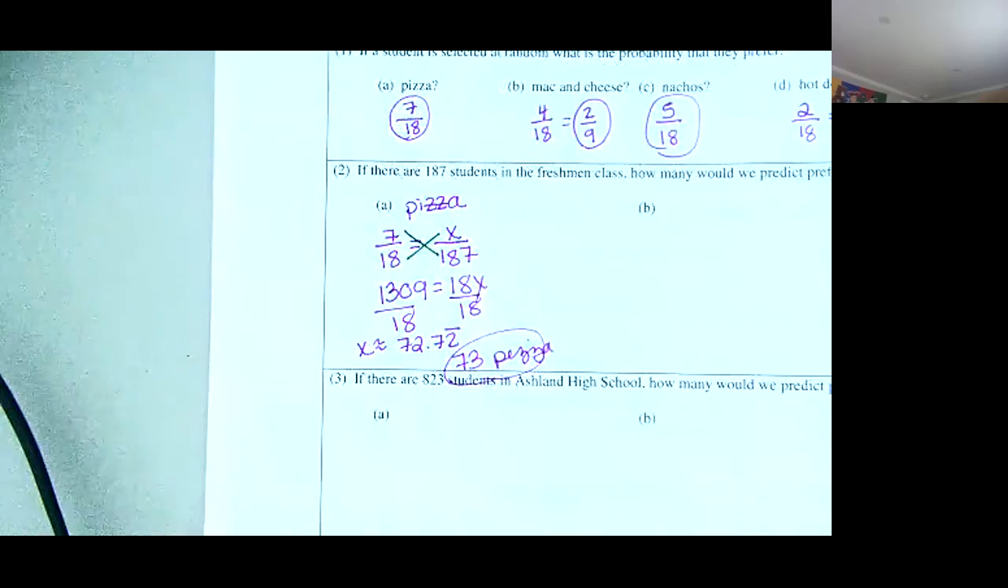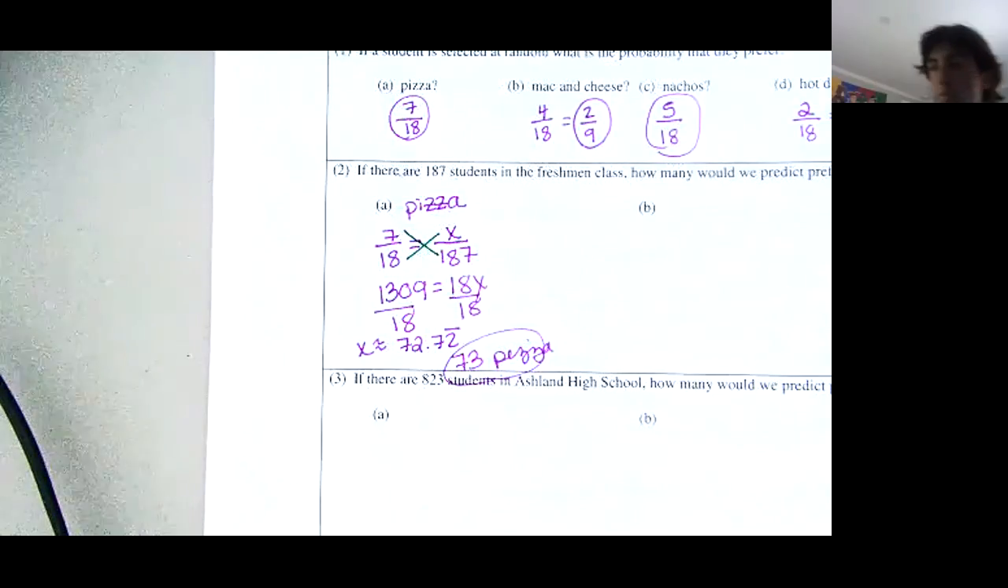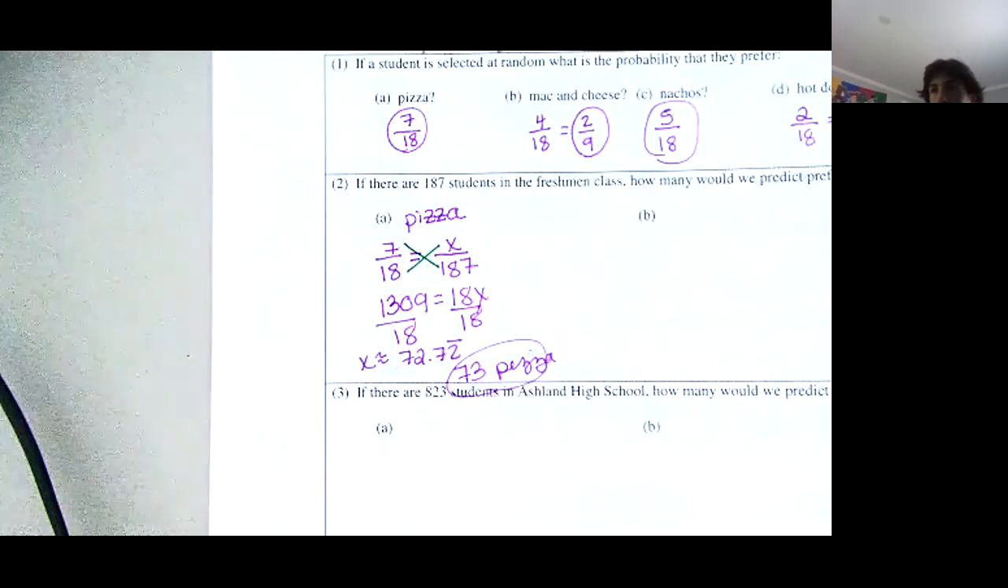Is this guaranteed that if we ask the freshman class, exactly 73 people will say they prefer pizza? What was that? If I know there are 187 people in the freshman class, can I guarantee exactly 73 will prefer pizza? This is the best I can do with the information I have. Will there be exactly 73 people? Probably not. But will the number be pretty close to 73, maybe a little above, maybe a little below? Probably. That's all I'm trying to do.